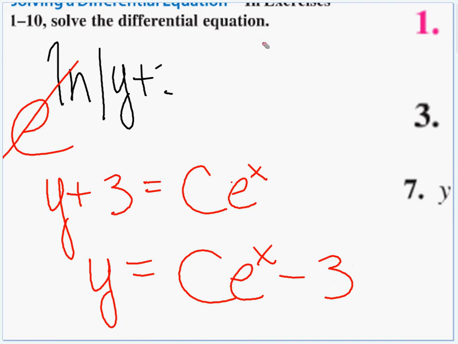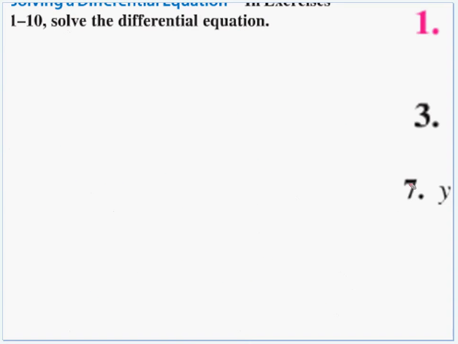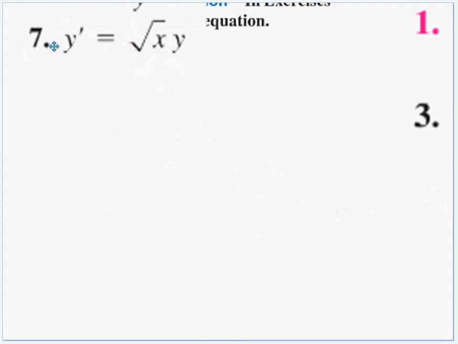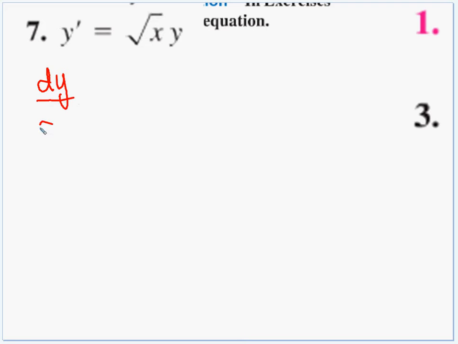And one more to go on this slide, number 7. Okay, first let's get rid of that prime notation. Time for a little Leibniz, dy/dx equals, and I'm going to rewrite the root of x as x to the half, and then times y. Okay, let's start separating the variables. Multiply both sides by dx.